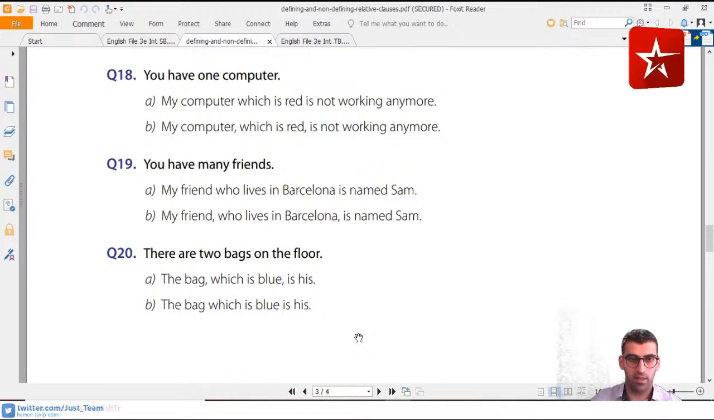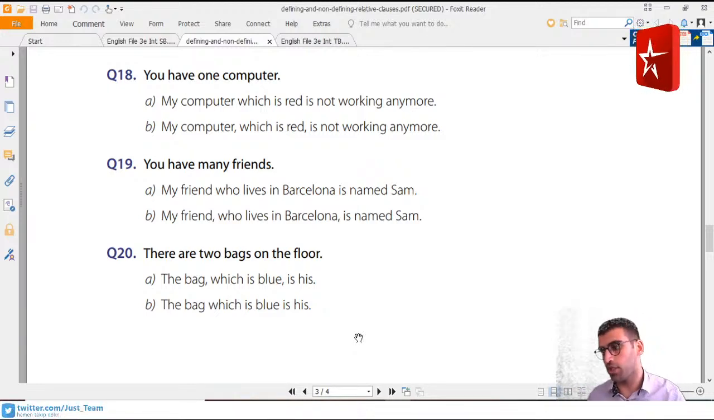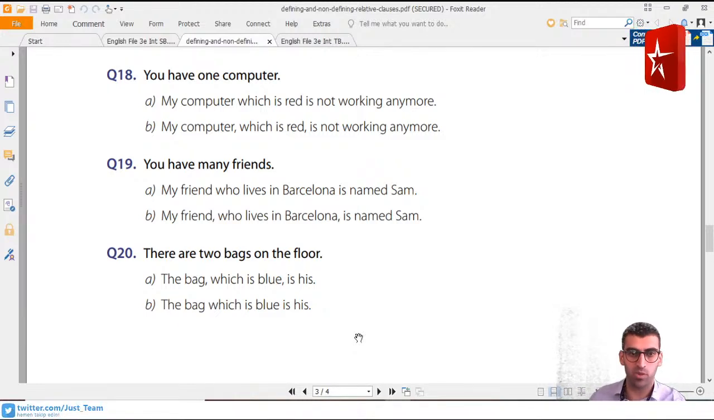And the last question, question number 20. There are two bags on the floor. The bag which is blue is his, with comma, and without comma. Question number 20, A or B? We have two choices, and we have to define which one is his bag. If we are not giving extra information, we don't have to write any comma.